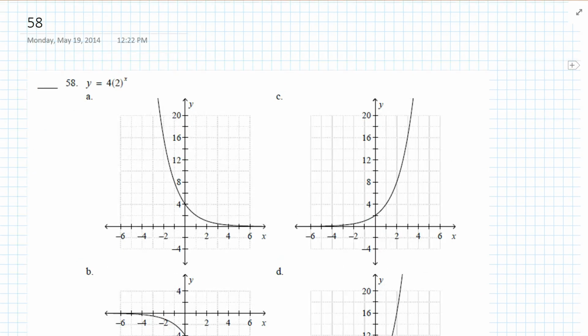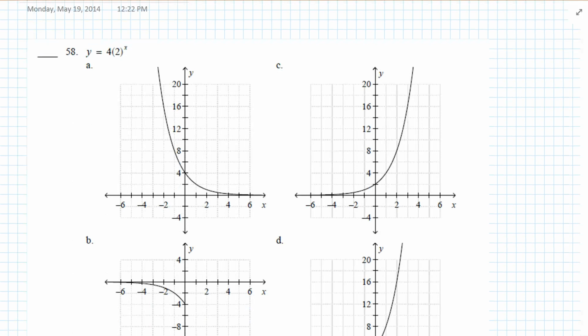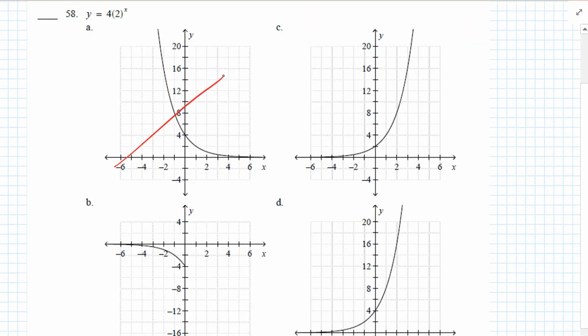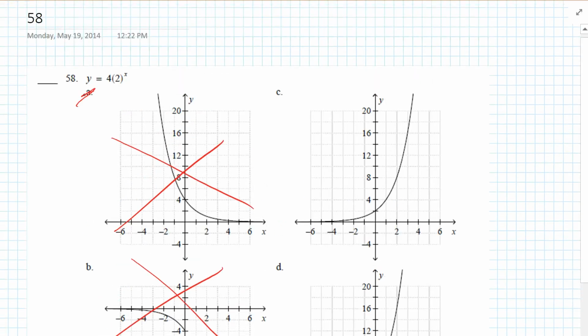Next example. Y equals 4 times 2 to the x power. Well, we know that's exponential growth. So we can cancel out that one because that's decay. That one's no good. So it can be A or B.